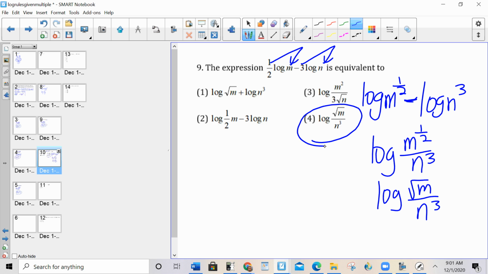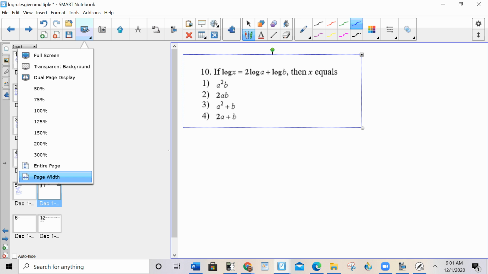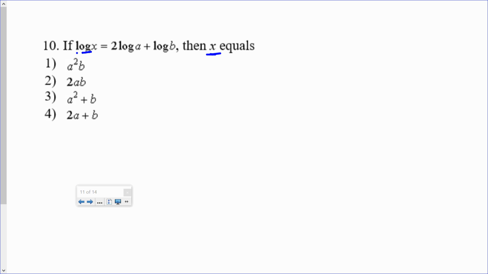Okay, I'm going to give you a little bit of a hint on number 10 to get started. It wants to know what x equals, and it's giving you log x. So the first thing you need to do is combine this into a single log. So apply your power rule first, then your product quotient rules. I'll give you about 20 seconds to do that on the right-hand side.